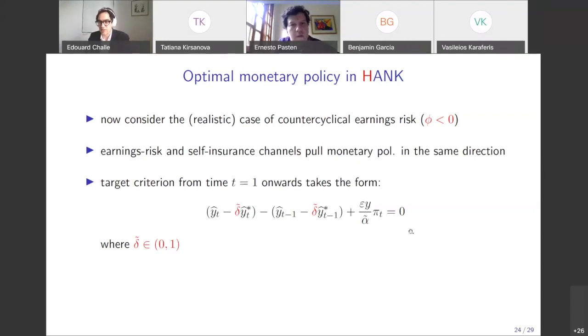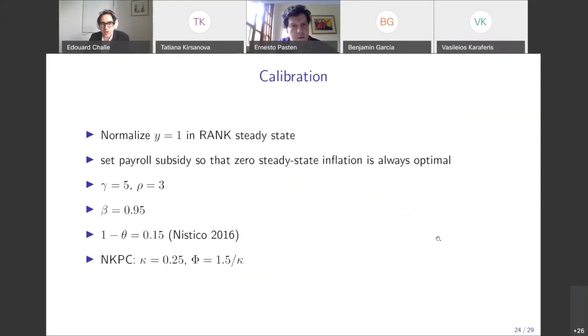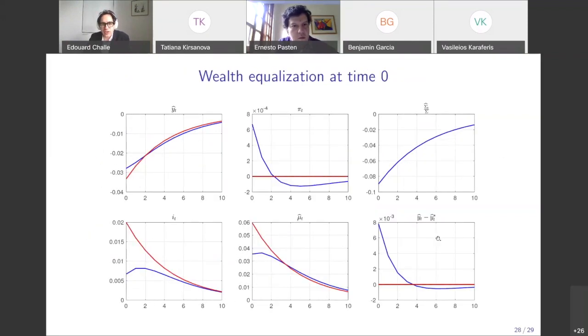Okay? So this is an instance in which the two objectives conflict. While the underlying shock is a productivity shock, we know that in RANK, a productivity shock does not cause divine coincidence to break down, but here it does. Okay, so let me show you the impulse responses.